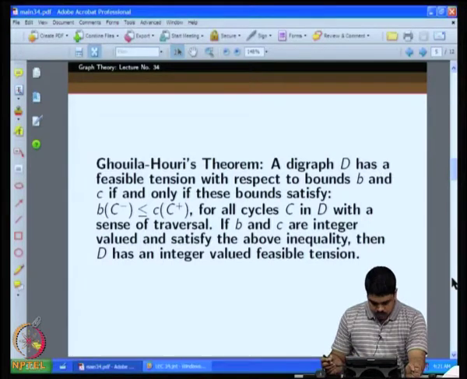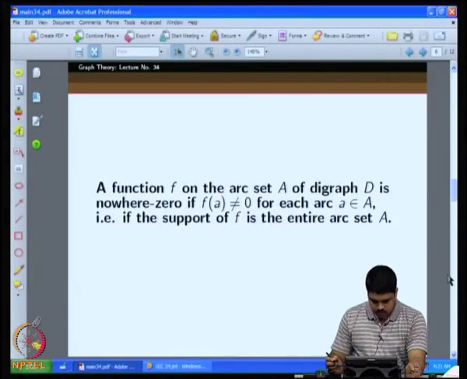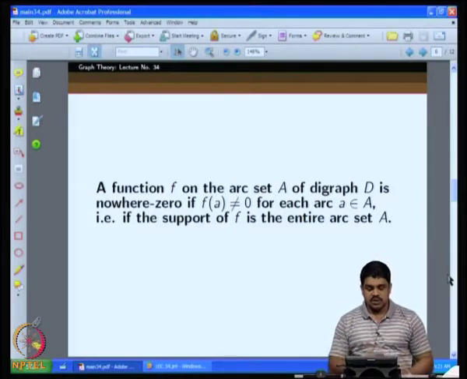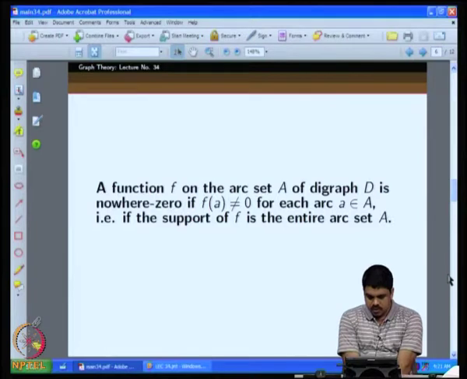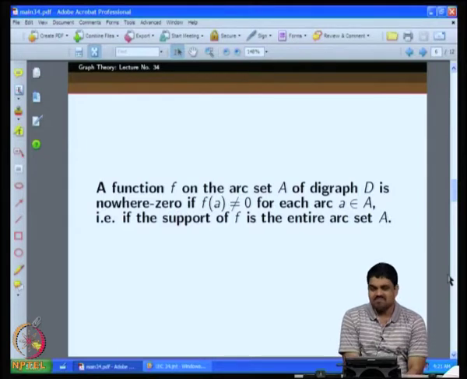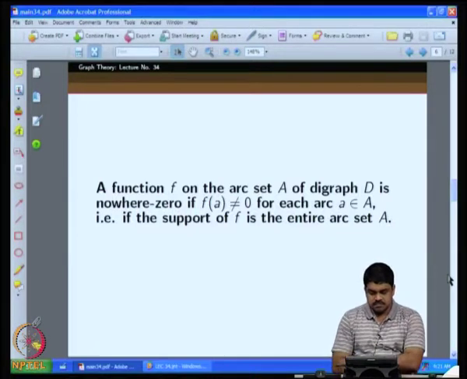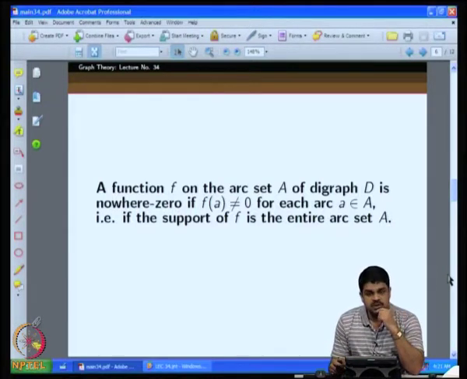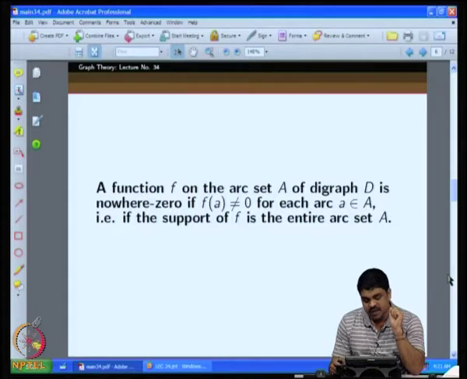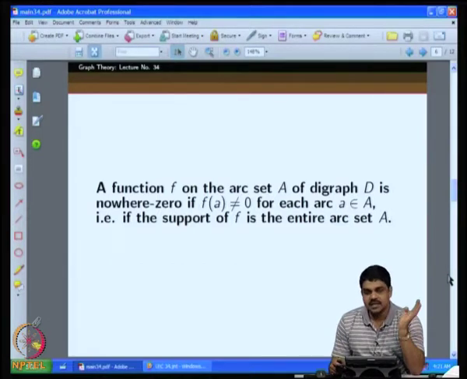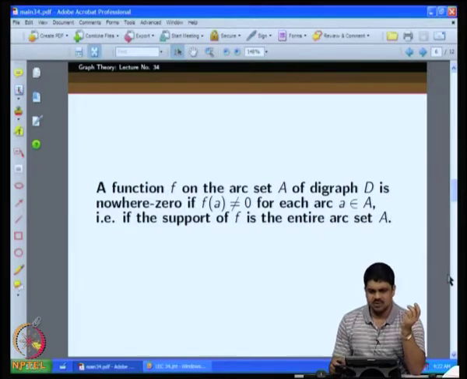Now, let us consider what is a nowhere zero flow, nowhere zero circulation. So, consider f, or in general a function defined on the arc set A. It is called nowhere zero if for each arc, f of a is not equal to 0. That means, if I consider the support of this function, then that is the entire arc set itself. There is no arc for which f of a is equal to 0, that is a very intuitive definition.